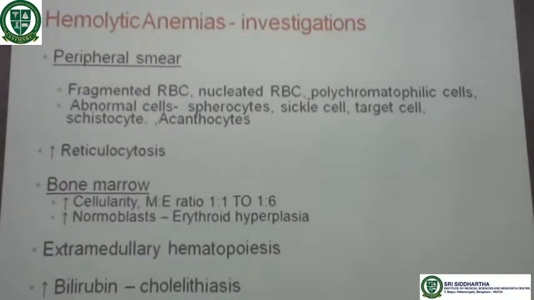Cystocyte is a ruptured cell. Whenever an RBC undergoes rupture, the remaining ruptured cell looks like a cystocyte. Acanthocytes are RBCs which have a lot of projections on the cell surface. I'll show you the pictures later.